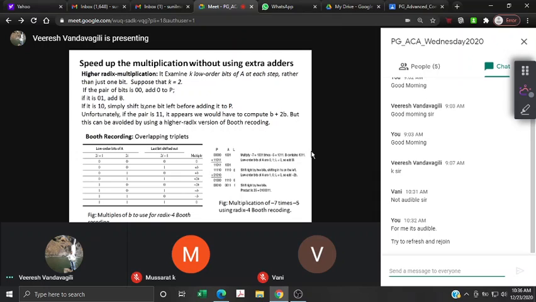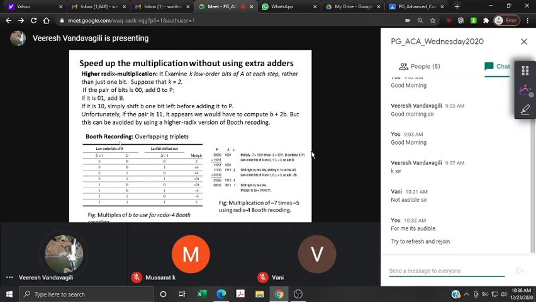Then 1 0 simply shifts one bit left before padding it to the P. Then unfortunately, if there is a 1 1, it appears to be B plus 2B. So with the help of this extra adder, by predicting the lower order bits, whether it is 0 0 1 0, we can improve the performance of the multiplication. So this is the higher radix multiplication.